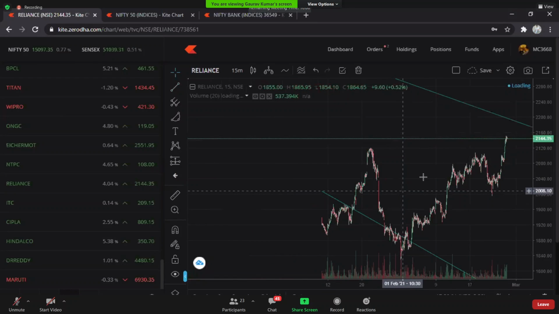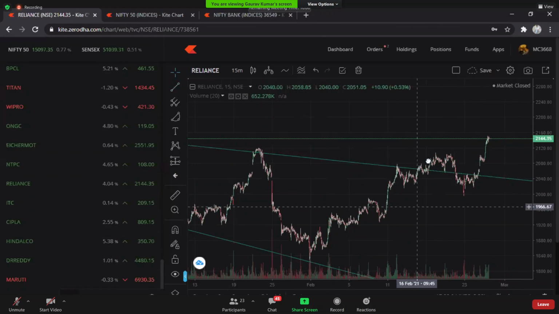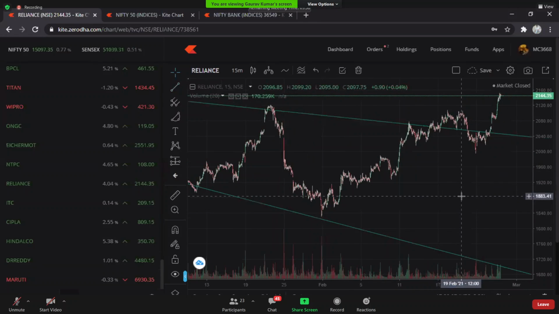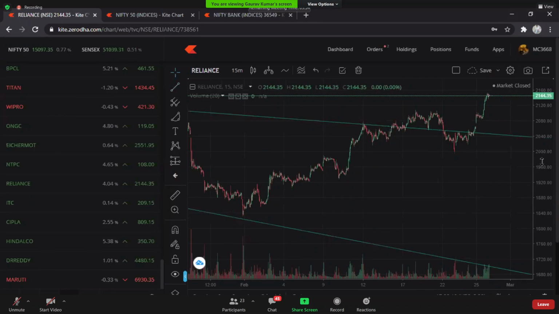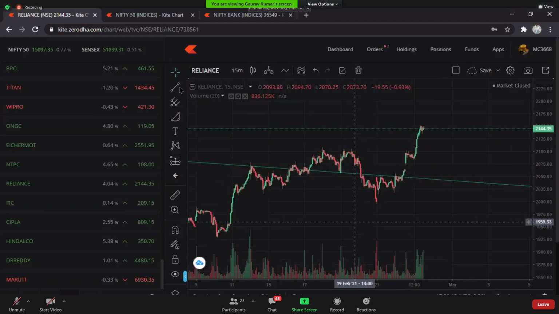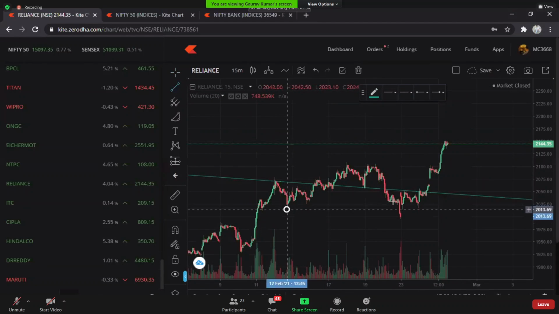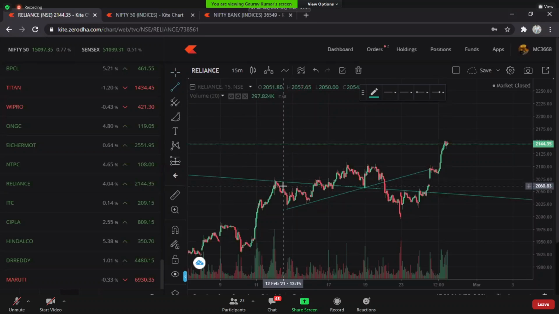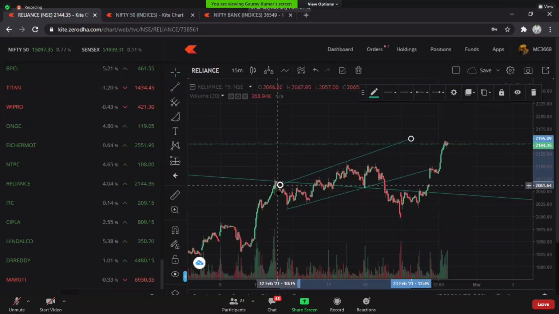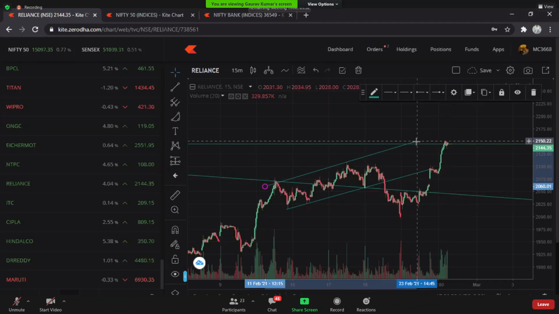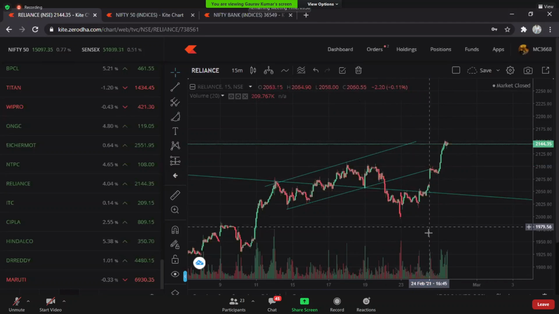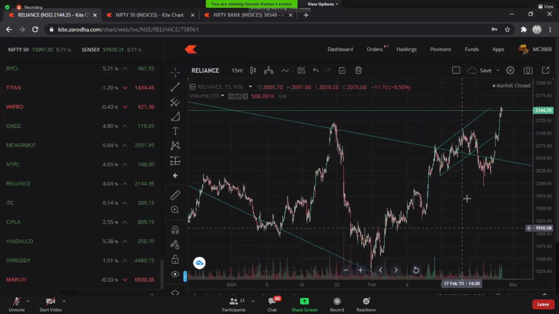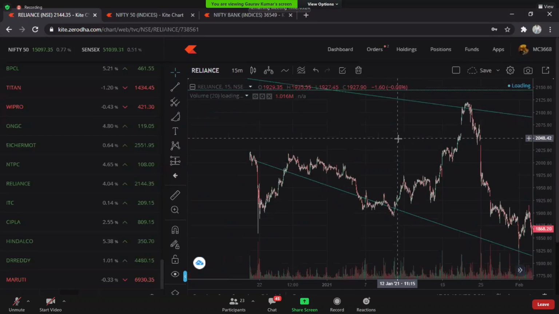So recently I had seen, yes, this is what we had caught recently. This is a rising channel, and as I said, a rising channel gives a downside breakout, so we had a fall. What more can I show you?